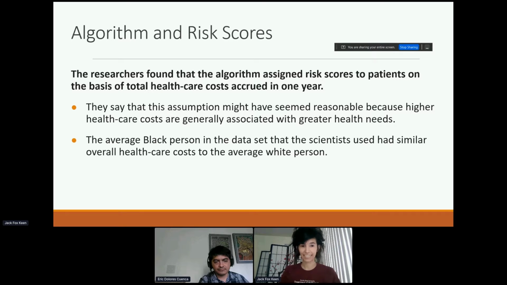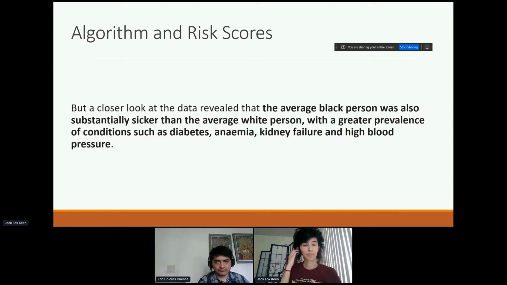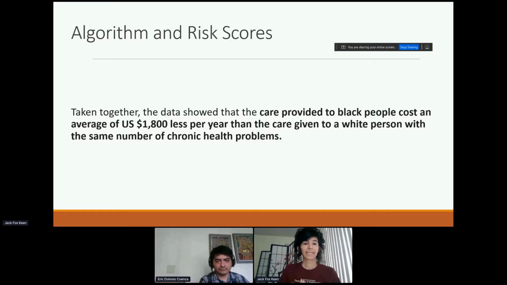And in this data set, the average Black person that the scientists used had similar overall healthcare costs to the average white person. But then the problem was that looking closer at the data revealed that the average Black person was also substantially sicker than the average white person and had a greater prevalence of conditions such as diabetes, anemia, kidney failure, and high blood pressure. And so taken together, the data showed that the care provided to Black people cost an average of $1,800 less per year than the care given to a white person with the same number of chronic health problems.